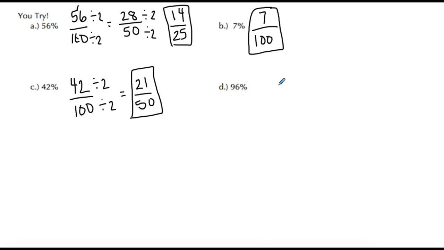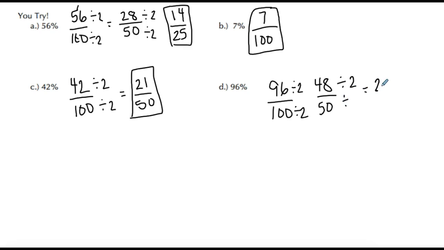And last but not least, 96%. So I can divide by 2, I could divide by 4, whatever you decide to divide by. So if I divide by 2, the top is 48, the bottom would be 50. If I divide again, I would get 24 over 25.